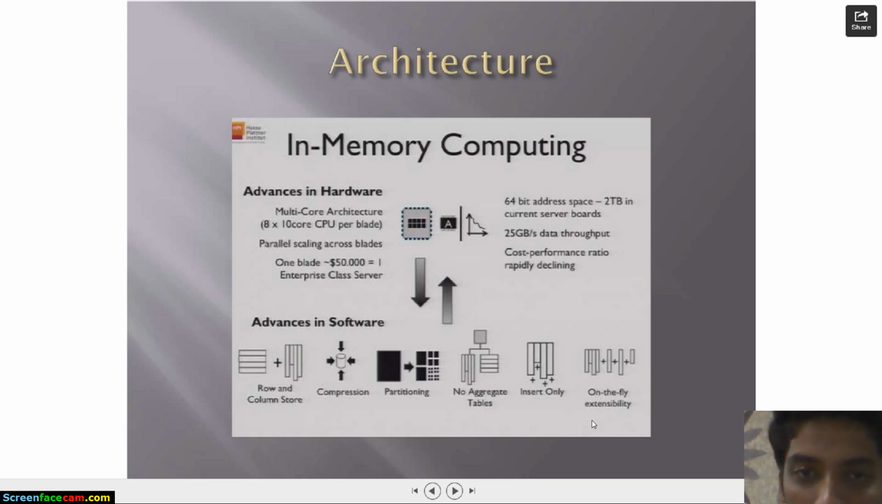So yeah, coming to the architecture, again we see the advances in hardware which have led to the rise of in-memory computing: the 64-bit address space, the 2 TB in current server boards, 25 GB data throughput, and the cost performance ratio declining gradually. So coming to the architecture, we generally have the row store, column store, row and column store, the compression, the partitioning again, and the no aggregate tables. And apart from this, we should also consider the number of cores that are being placed in the processor, or the CPU, in order to increase the processor speed.